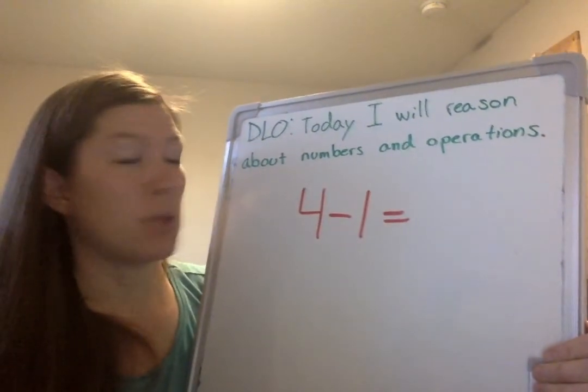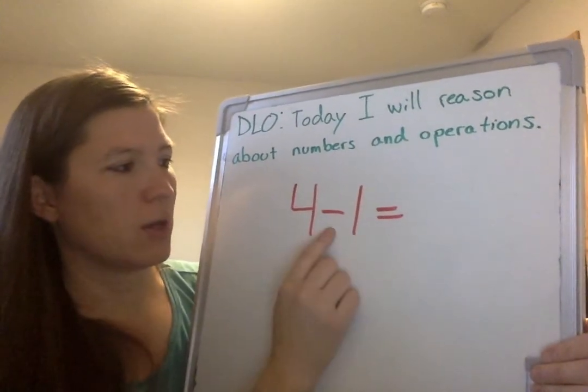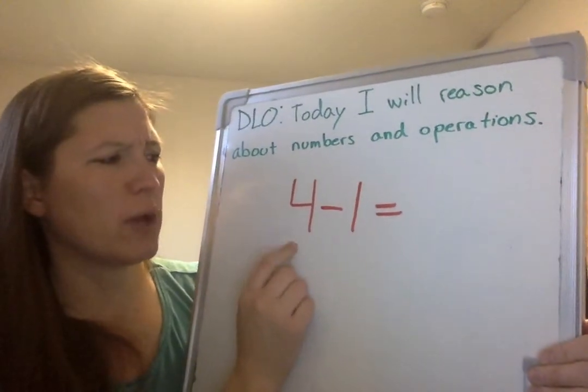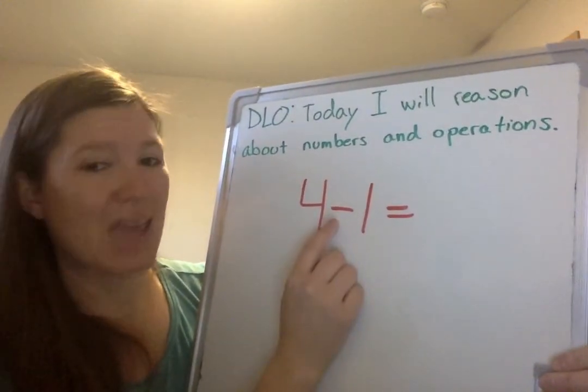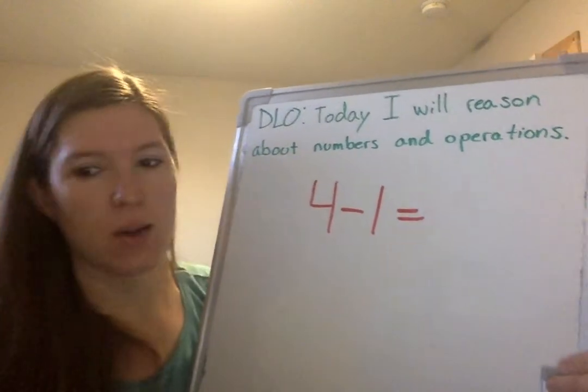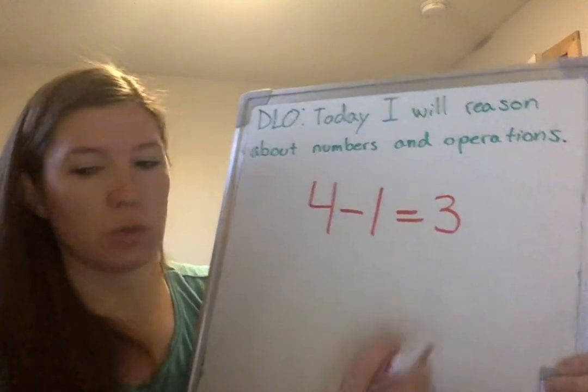I'm going to think of a story this time first and explain it. I had, here's my operation, minus means take away. I had 4 apples. I ate 1, it's not there anymore, minus. Now I have 3 apples. So I know 4 minus 1 is 3, so that's why I wrote it.